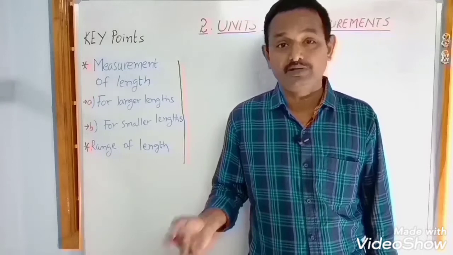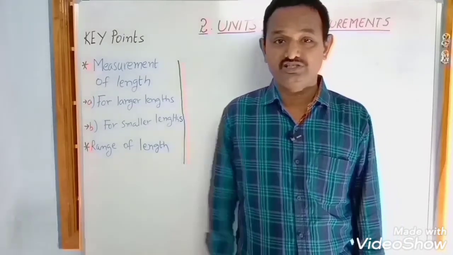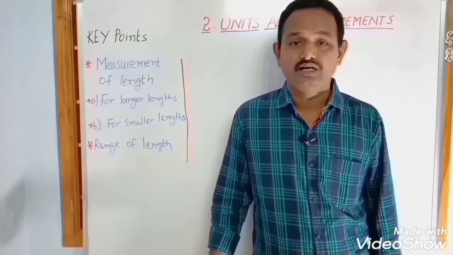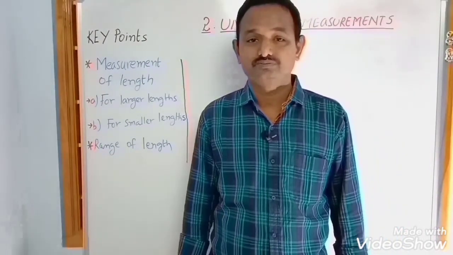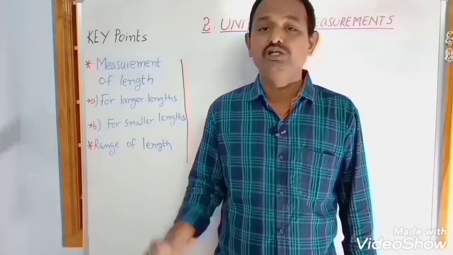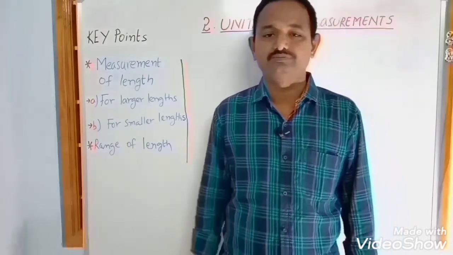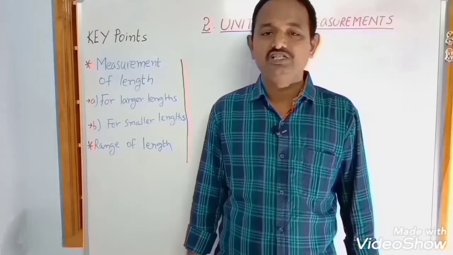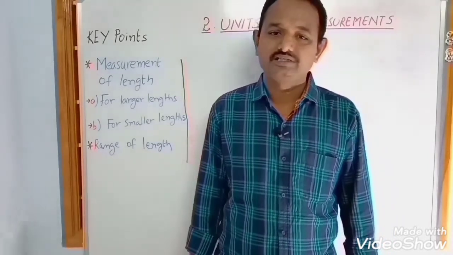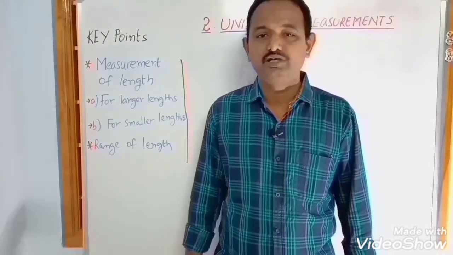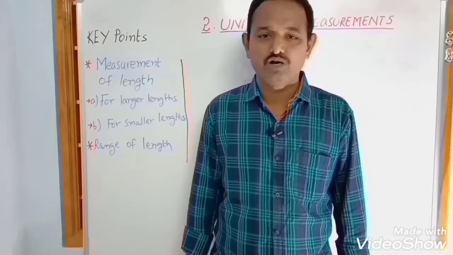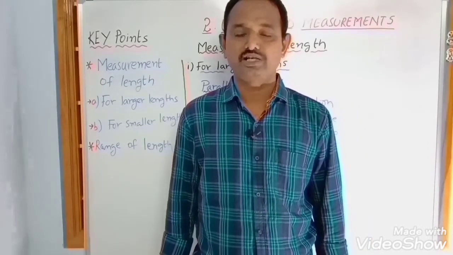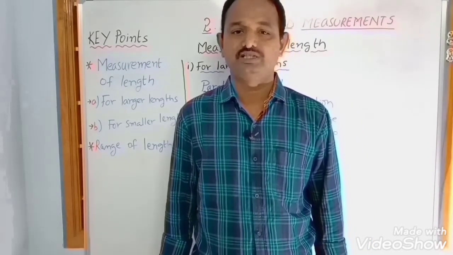If the buildings are separated by a larger distance, then you need to depend upon another method. For that, you need to use the parallax method. By using the parallax method, we can measure the distance between two planets and the distance between Earth and Moon, etc. Now I am going to discuss the parallax method. For measuring larger lengths, we use the parallax method.